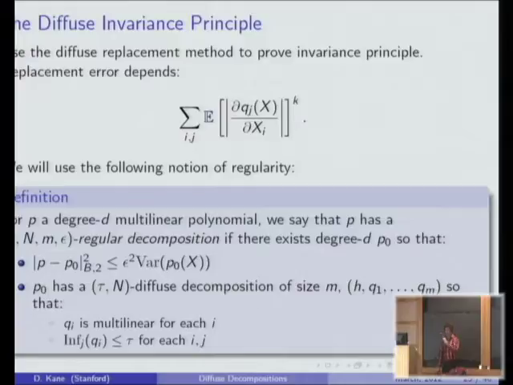For our context, the correct notion is roughly the following. If p is a degree d multilinear polynomial, we say that it has a tau, n, m, epsilon regular decomposition if there exists a p naught that's within epsilon of p, such that p naught has a tau, n diffuse decomposition of size m, such that in addition, these qi's that we're decomposing into are, first off, multilinear, and secondly, all of their influences are at most tau. So they're all multilinear and tau regular.